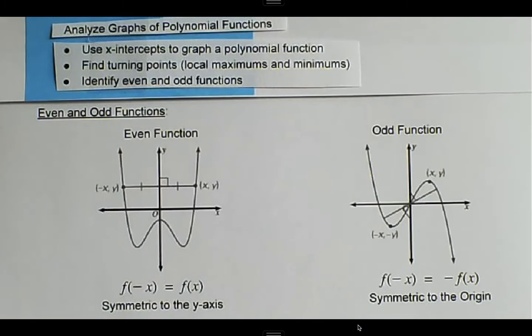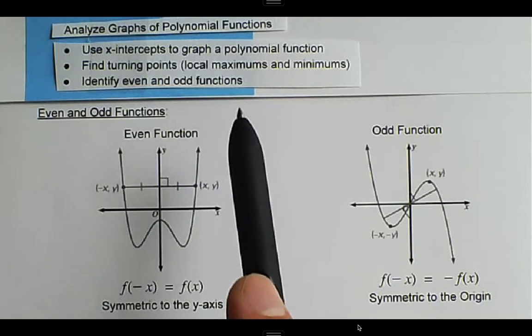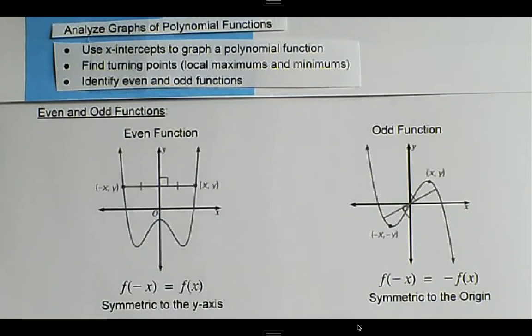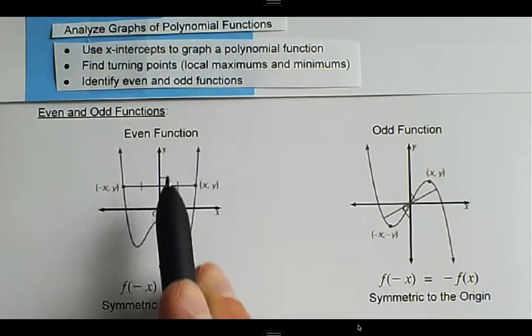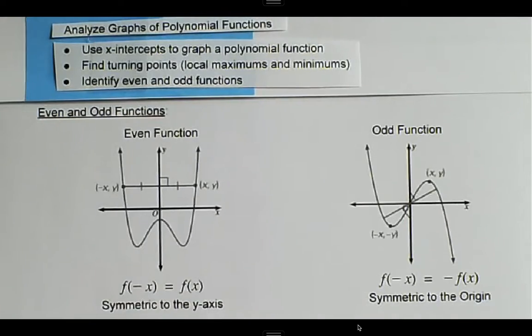We're talking about analyzing graphs of polynomial functions, and we're talking about identifying even and odd functions. Algebraically, if we want to test if functions are even or odd, this is the test that they need to pass. And what does that mean? It means that if you substitute negative x into the original function, it is still the same function that we had before. So if we're checking for even, we know that the highest degree needs to be an even degree.